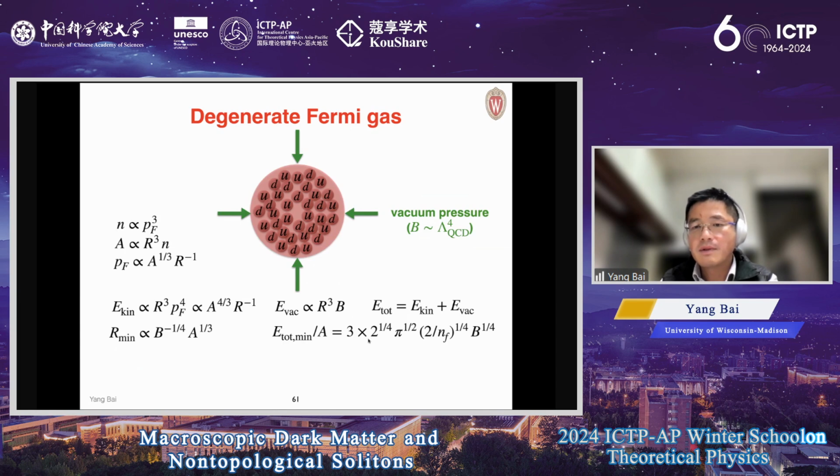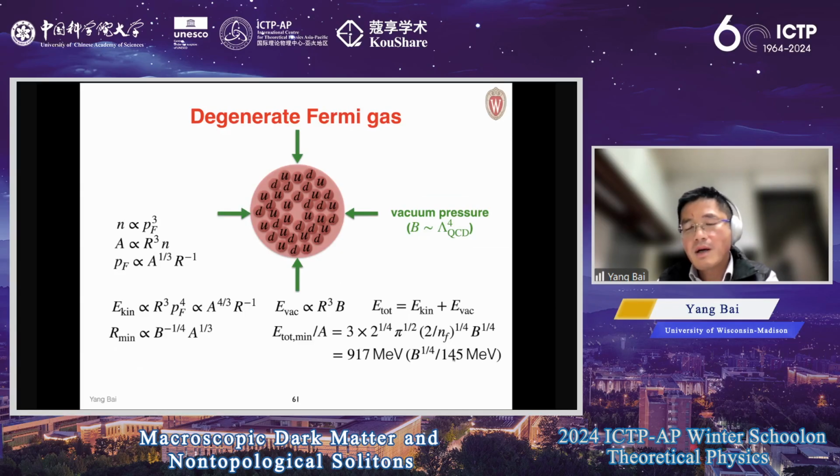Then there's some kind of order 1 number, and it is also related to how many flavors you have. With 2 flavors you have a factor of 2 over NF, and with 3 flavors you can lower it further by 2 over 3, to the 1/4 power. If I give you some number for the Bag parameter, B to the 1/4, which is mass dimension to the fourth power.